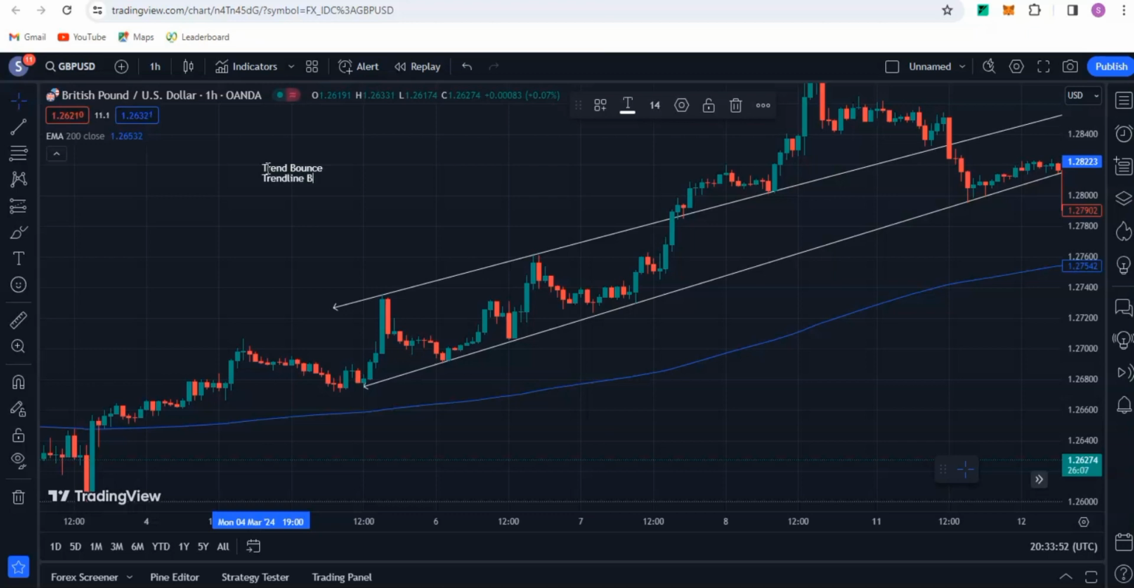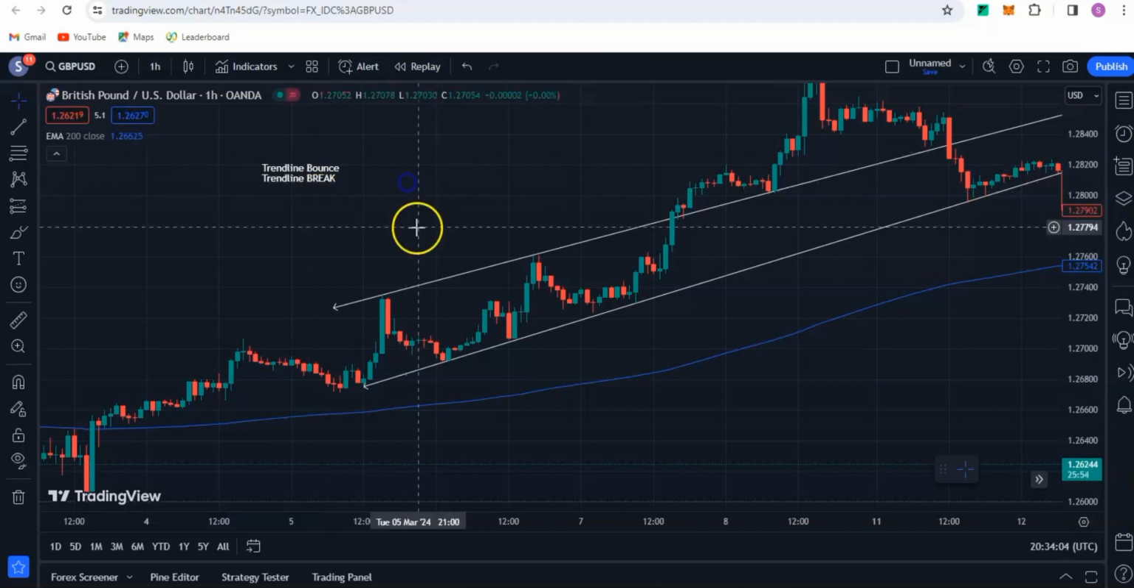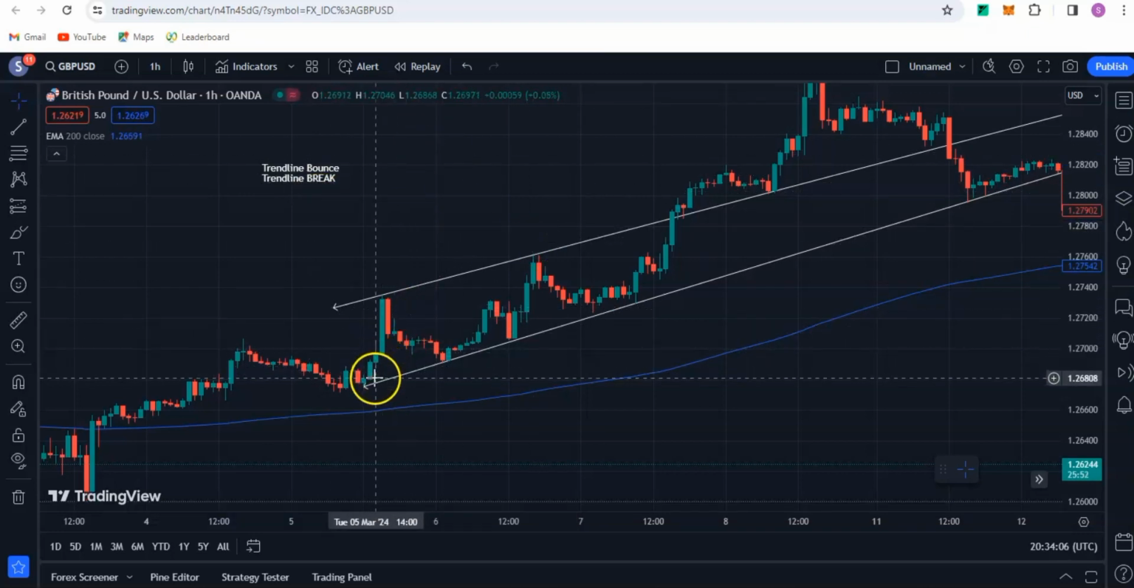So we have trend line break, we have trend line bounce. I'm going to show you the trend line break and the trend line bounce in this. Maybe on our next video, if you want me to make a video on that, I'm going to talk more on this.